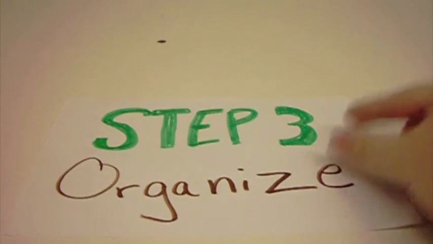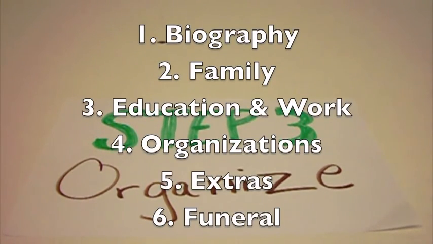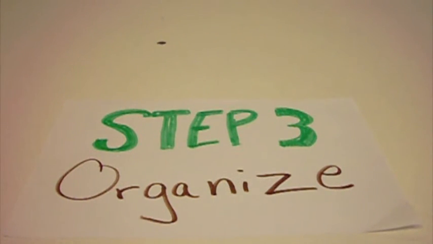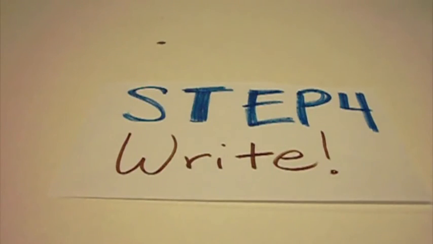Step 3. Organize your information in a logical way. One way to organize it may be biographical information, family information, education and work information, organization information, extra information, and funeral information. Step 4. Write the obituary. Remember that the tone is serious and that the language is often sparse and formal. Let's look at an example.